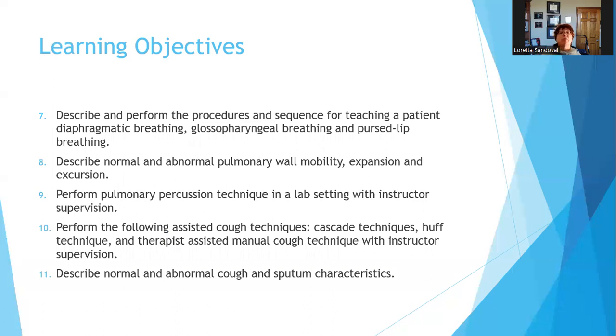Describing normal and abnormal pulmonary wall mobility, expansion, and excursion. And we want to be able to perform pulmonary percussion techniques in a lab setting with instructor supervision, and perform some other techniques, including assisted cough techniques and manual cough techniques, and normal and abnormal cough and sputum characteristics. It always comes down to sputum when you're talking about the respiratory system, doesn't it?